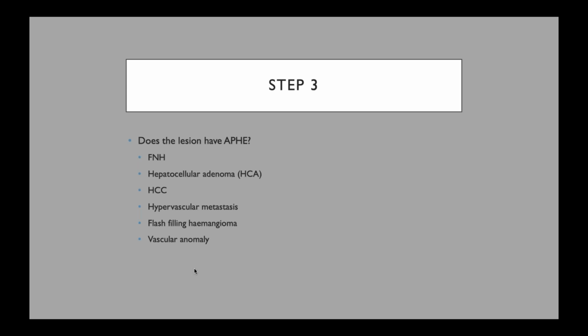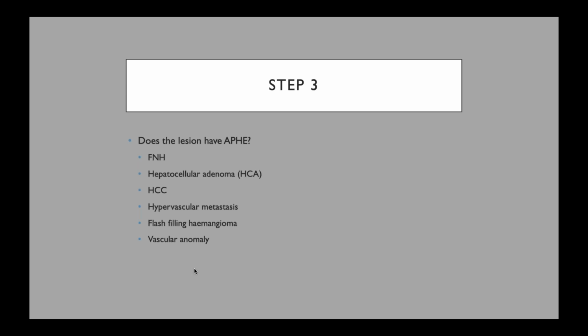So I always think for things like hypervascular metastases, have a look at the pancreas. Do they have any evidence of a neuroendocrine tumor? Have a look in the mesentery, any evidence of a carcinoid. In a younger population, adenoma is going to be up there with the differential. FNH is far more common than adenoma. So whenever you're thinking adenoma, do have FNH in the back of your mind.